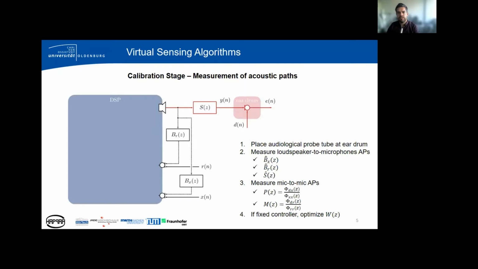Virtual sensing algorithms work using a two-stage approach. In the first stage, called the calibration stage, an audiological probe tube is placed at the eardrum, depicted here in pink. With the DSP depicted in blue, the loudspeaker to microphone acoustic paths are measured. Afterwards, subject to the noise sound field, the microphone to microphone acoustic paths are measured. If a fixed controller is considered, now it will be optimized, considering the measured acoustic paths.